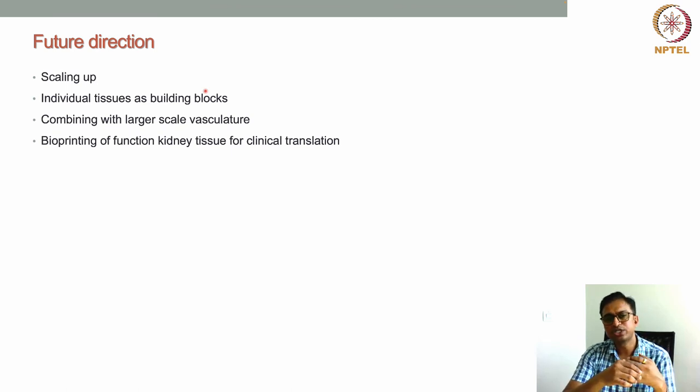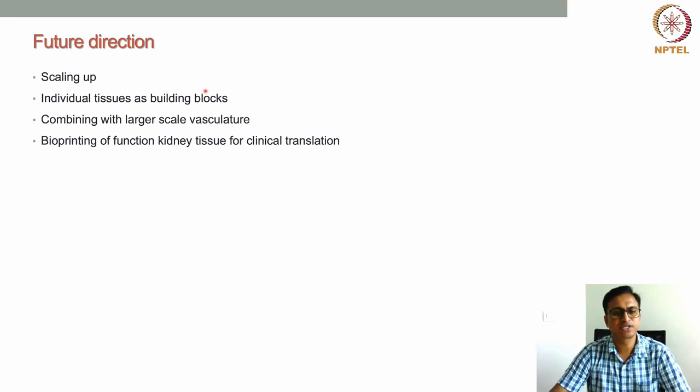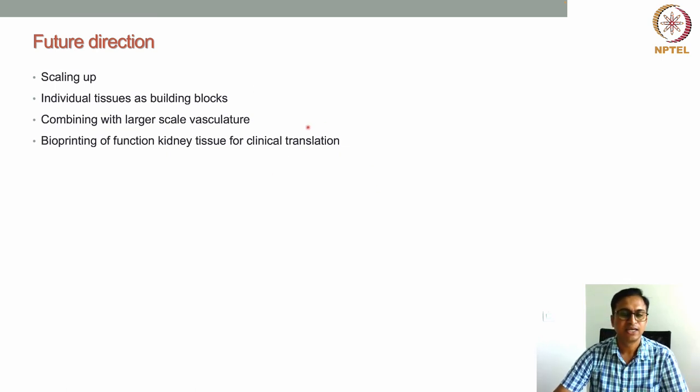The other thing is that we also need to integrate large-scale vasculature, because without that these kidney patches will not be viable or functional. So that's why we need to include the vasculature within this as well. But ultimately the goal is to bioprint fully functional kidney structures that can be used for clinical translation, so that it can save many patients who are waiting for transplants.